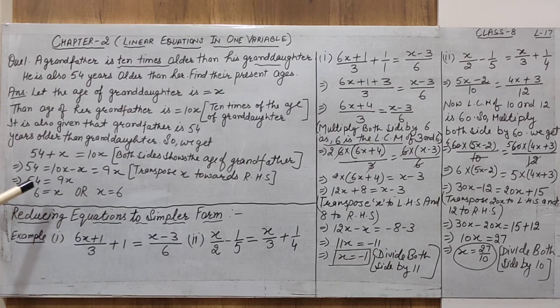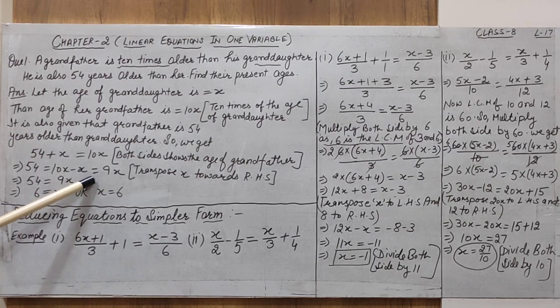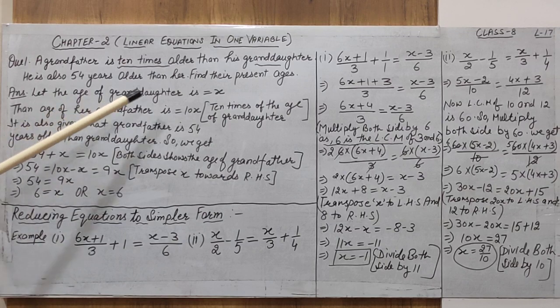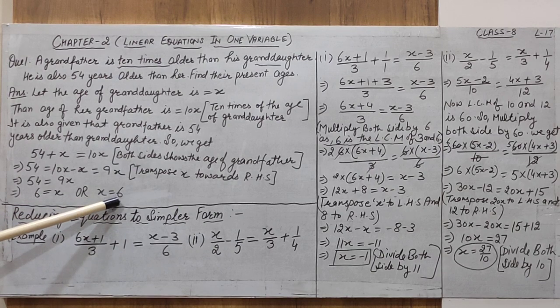Next, when we divide both sides by 9, what happens here? We can write here that we divide both sides by 9, and we get x is equal to 6. What is x here? x is the present age of the granddaughter. That is, the present age of the granddaughter is 6.